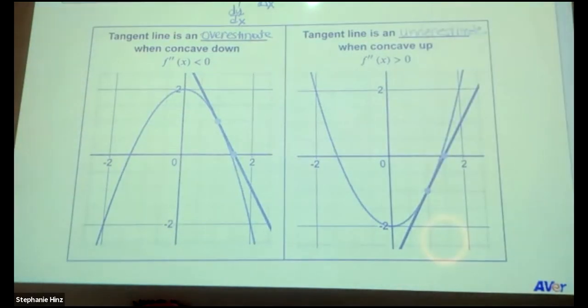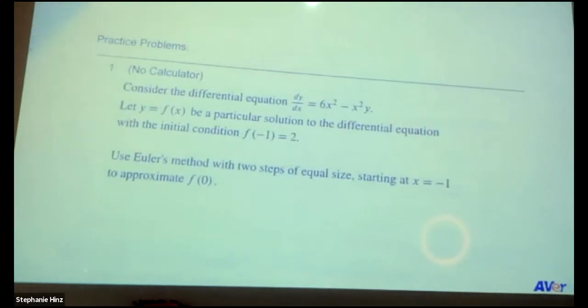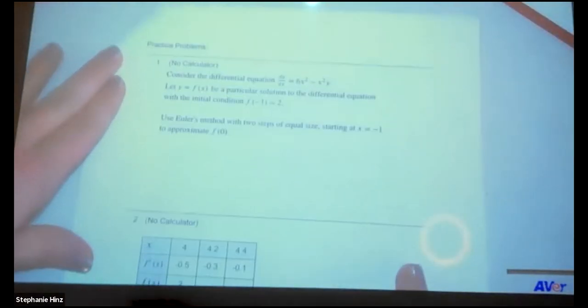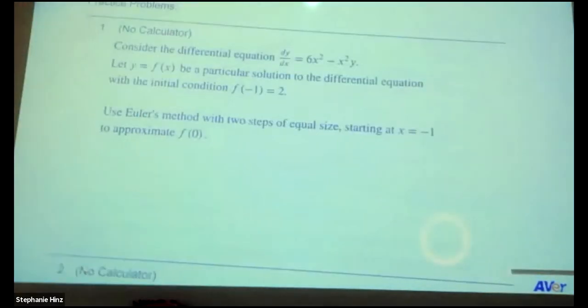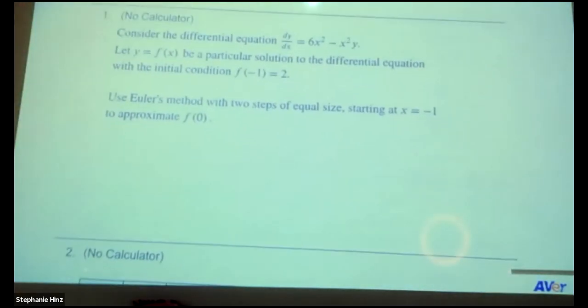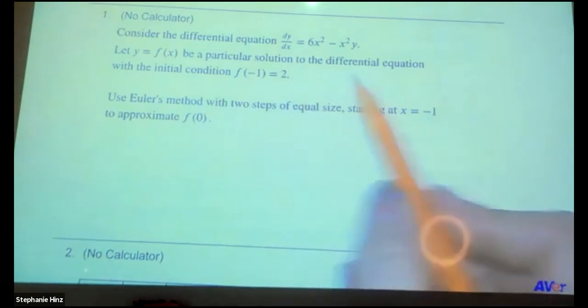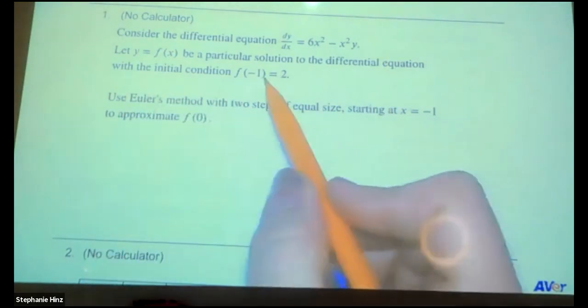So let's jump in. I'm going to show you the way that I do this. Some people use a chart, some people use tangent lines. I tend to use a chart most of the time. So here we go. Let's see if we can jump through this. Consider this differential equation. That's just a slope. Let y equal f of x be a particular solution to the differential equation with the initial condition that.